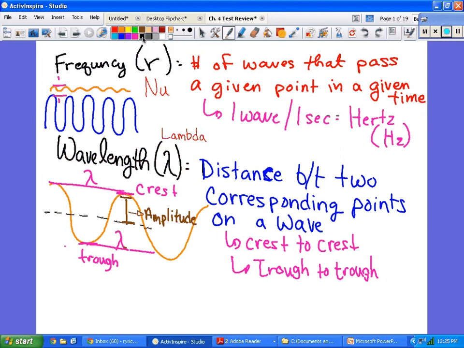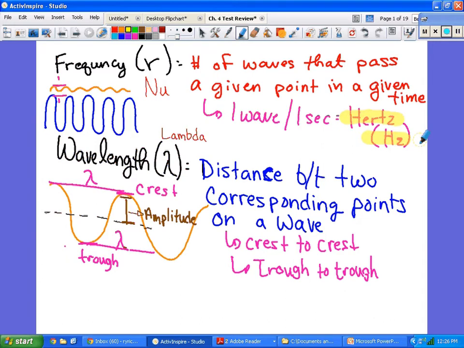We have this thing called a hertz. Do you know what a hertz is? A hertz is one wave per second. Now, here's the problem with the concept of a hertz. Does anyone know what prefix is applied to hertz normally in the real world? Megahertz, very good.